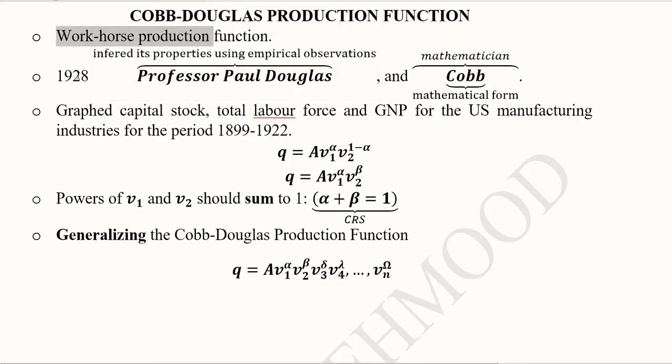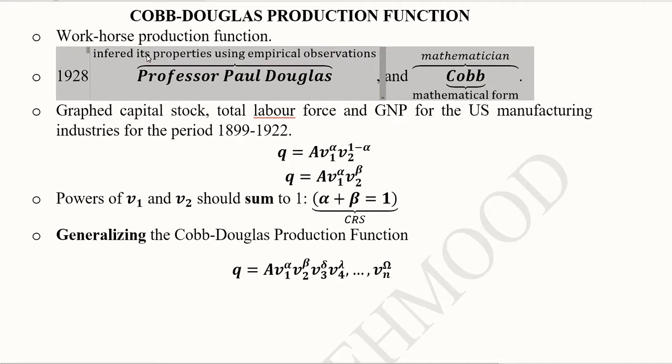Now we have its history. It was basically put forward by two people. One was Professor Paul Douglas and the other was Cobb. The role of Professor Paul Douglas was to find out, on the basis of the empirical observations, the properties of this kind of function, and the contribution of Cobb was to mathematically develop its form. So he was a mathematician as per his contribution.